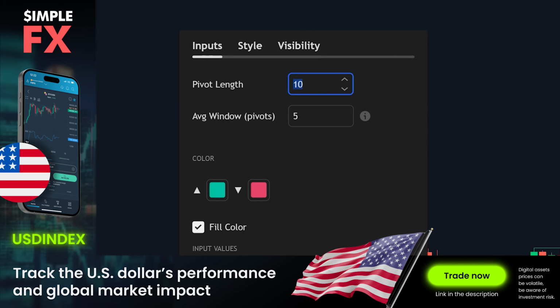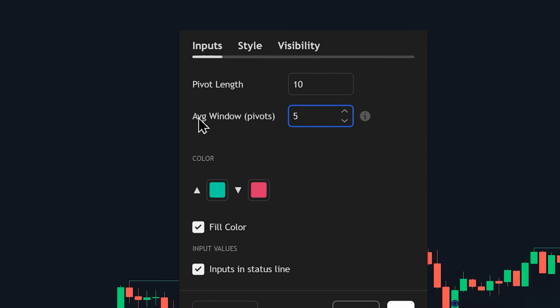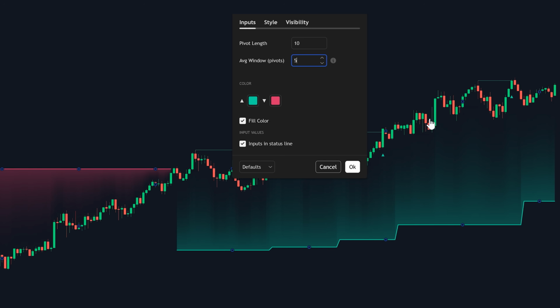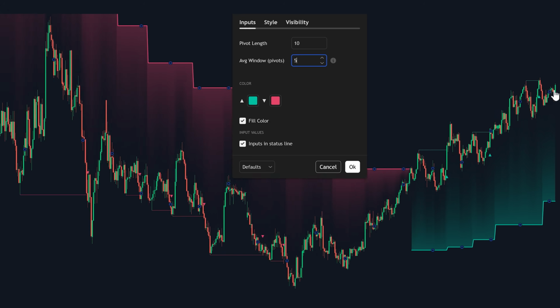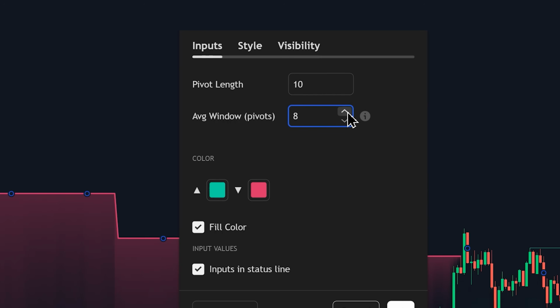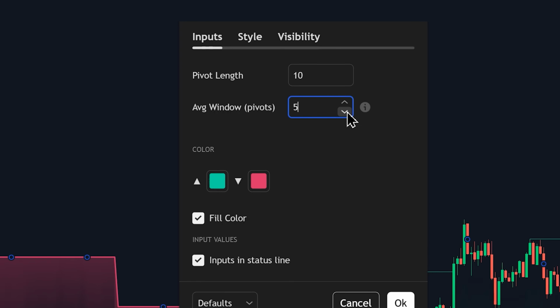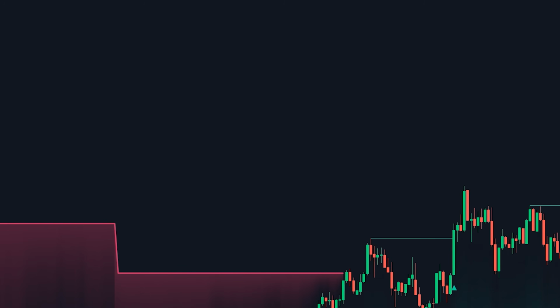Next is the average window for pivots, which controls how many recent pivots get averaged to draw the band. I'm keeping it at 5. That tells the script to blend the last 5 pivot highs for the top of the band and the last 5 pivot lows for the bottom, then smooth them into those dynamic reference lines. If you raise this number, the band gets steadier and flips less often. If you lower it, it reacts faster and flips sooner. I like 5 here because it stays responsive without getting twitchy. After that, click OK so we can walk through how to use this to trade in a way that's simple and practical.